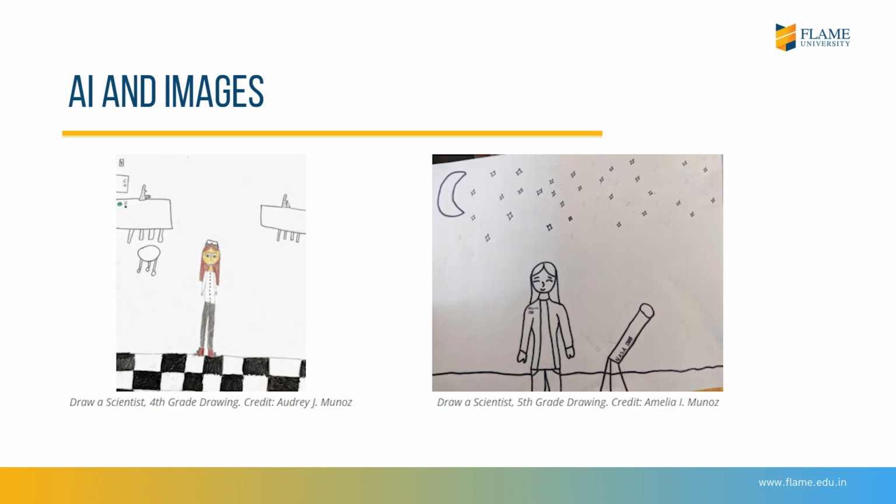So if you look at this image that was drawn by a fourth grade student, asked to draw a scientist, and a fifth grade student, you will see some similarity between the two hand drawn drawings that you see here. But if you go to the AI version, when the AI is prompted to draw a scientist, what you see is absolutely different from how the children projected the scientist.